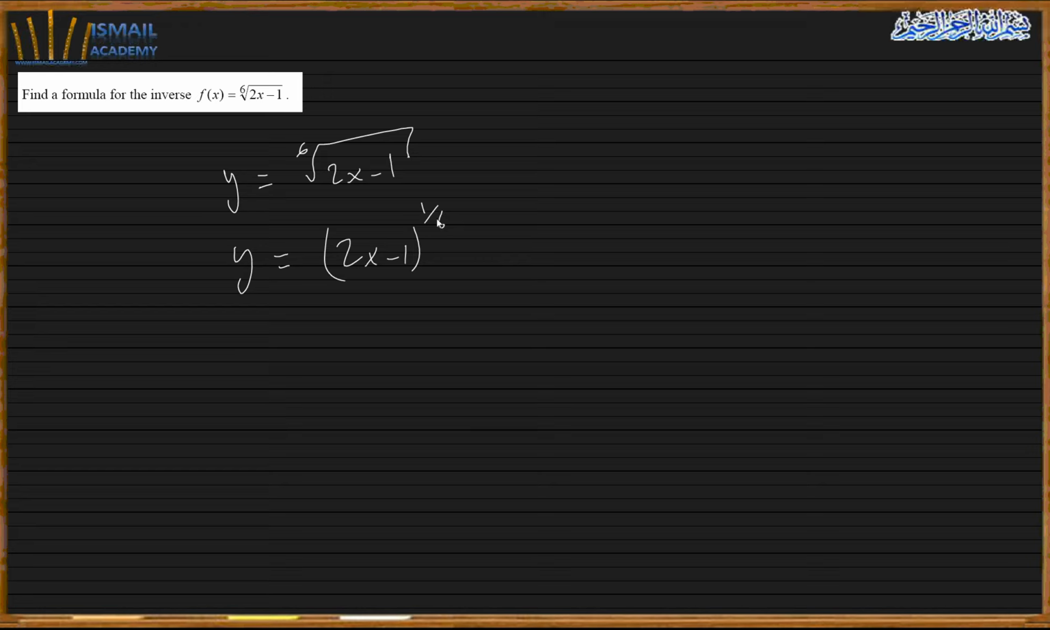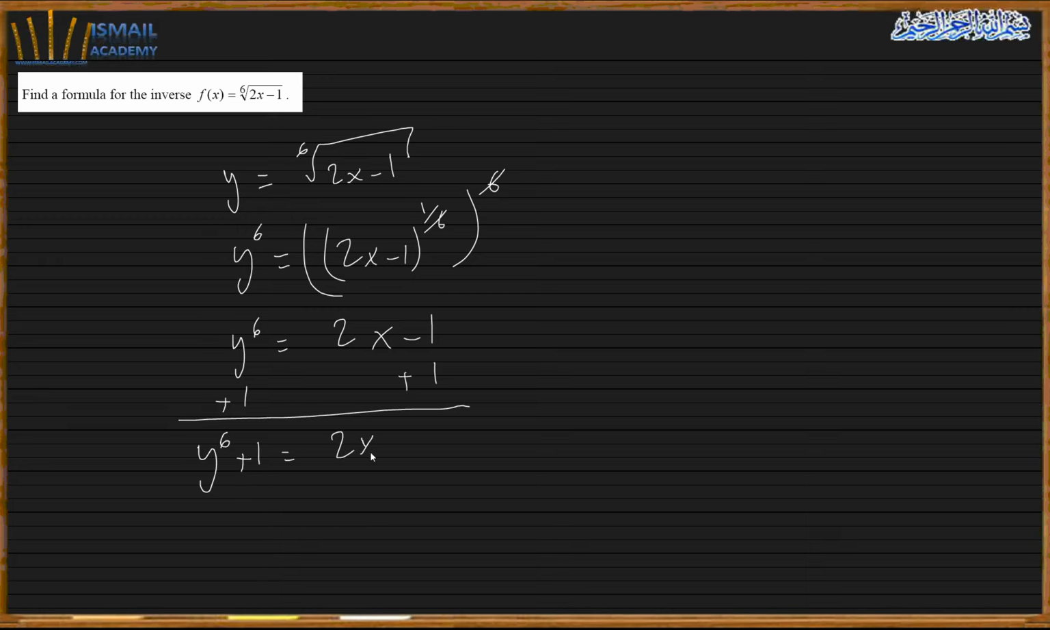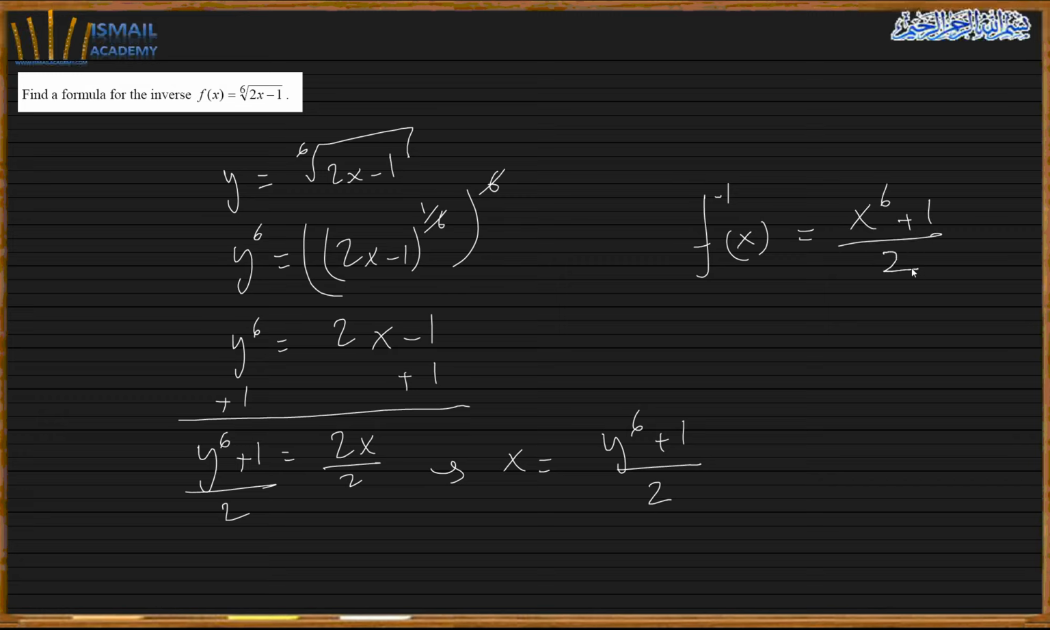So I need to have 1 as exponent. So what I do, I'm going to raise both sides to the power 6. So here what's happened, this is cancelled out. So I got y to the 6 equals 2x minus 1. So I solve for x now. So I got y to the 6 plus 1 equals 2x, divided by 2. I got my x equal y to the 6 plus 1 over 2. So my inverse function of x will be, I just substitute y by x, x to the 6 plus 1 over 2, and this will be my answer.